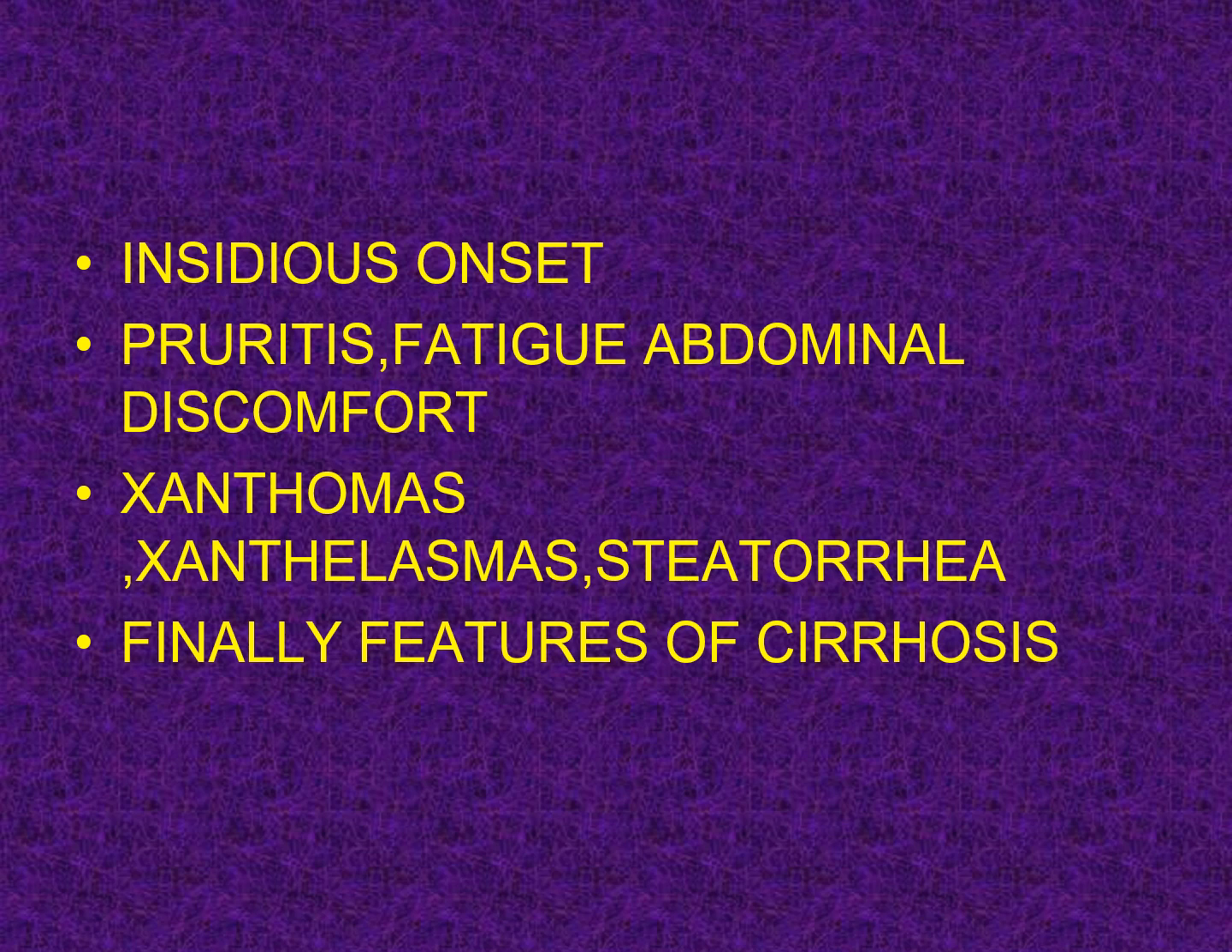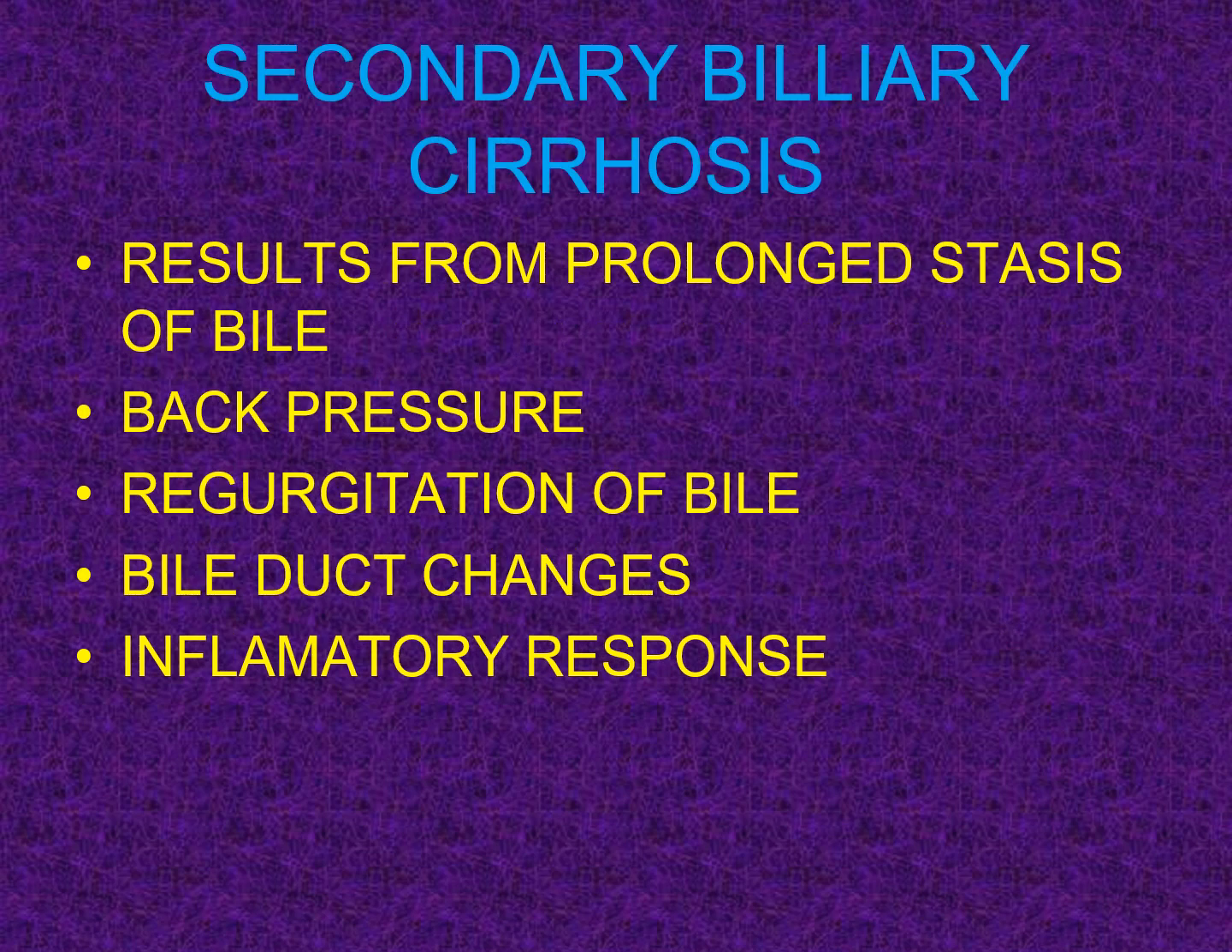So this leads to primary biliary cirrhosis. Secondary biliary cirrhosis results from prolonged stasis of the bile, back pressure, regurgitation, bile duct changes, and inflammatory response. But remember that in secondary biliary cirrhosis, there would be features of obstruction along with no anti-mitochondrial antibodies and no granulomatous destruction of the bile ducts.